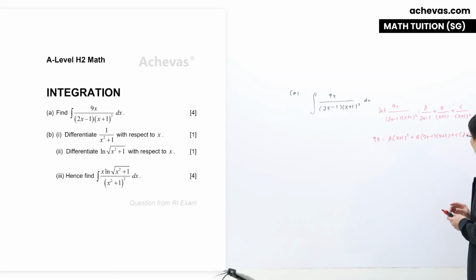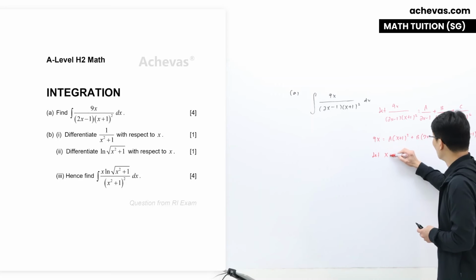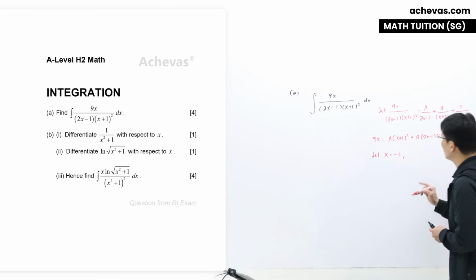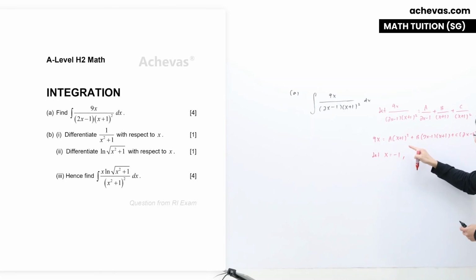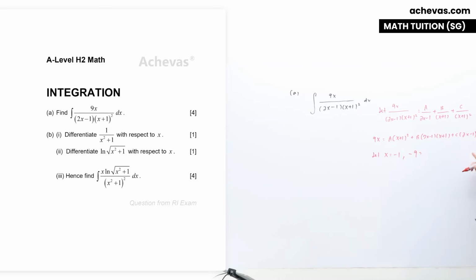One of the good values to sub in first is letting x be equal to minus 1. Doing so, I will be making this term and this term equal to 0, because when you sub x equal to minus 1 inside, this is 0, this is also 0. And for the left-hand side, I will have minus 9. The right-hand side will just be equal to minus 3C. And I can solve that C is equal to 3.